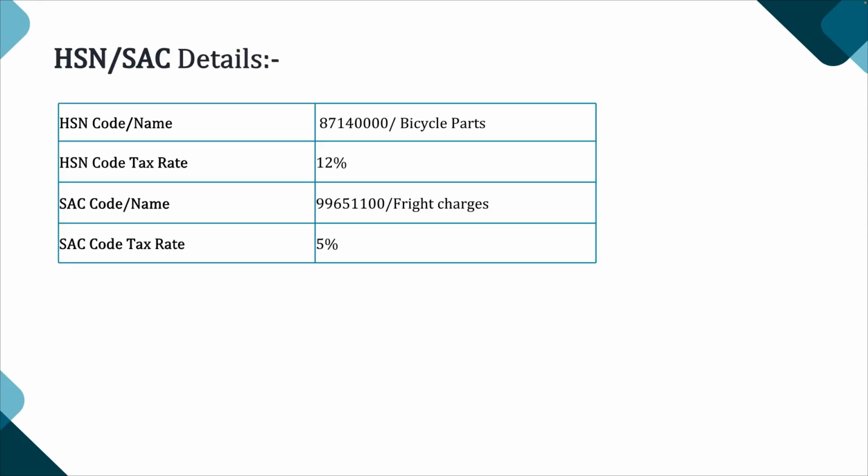Let's take one HSN and SAC code with rates. HSN code 87140000. Name: Bicycle Pod. HSN rate 12%. SAC code 99651100. Name: Fried Charges. Tax rate 5%.